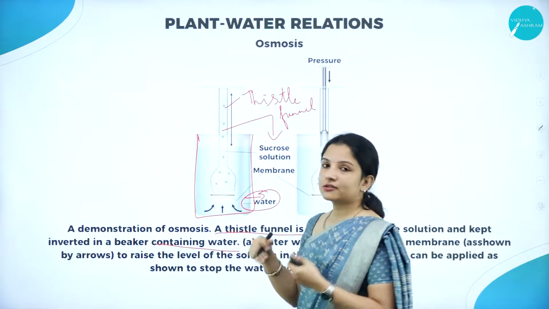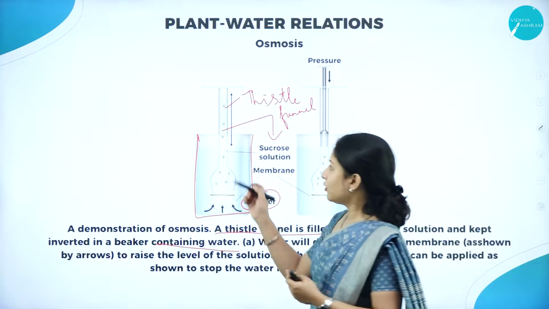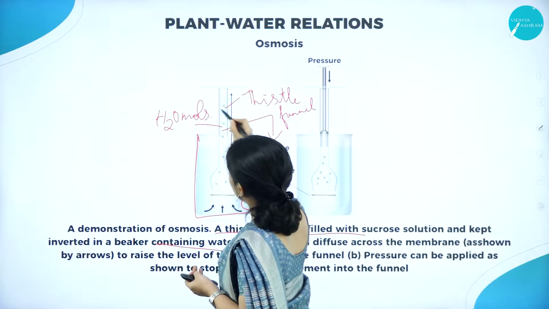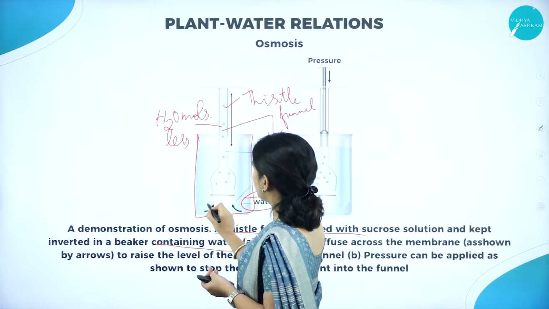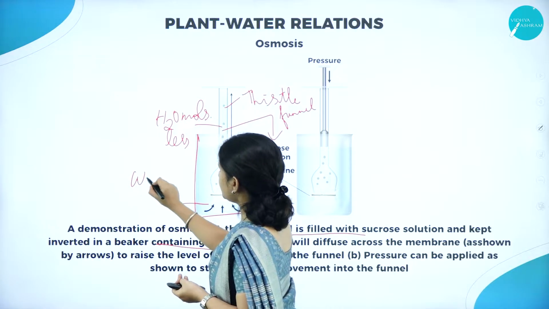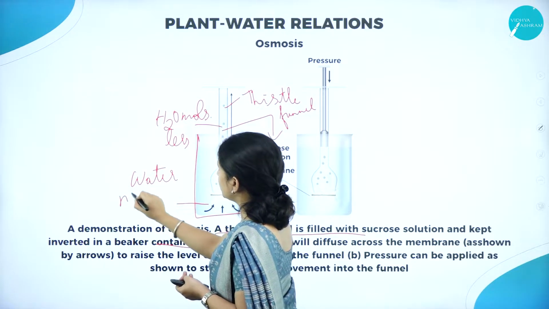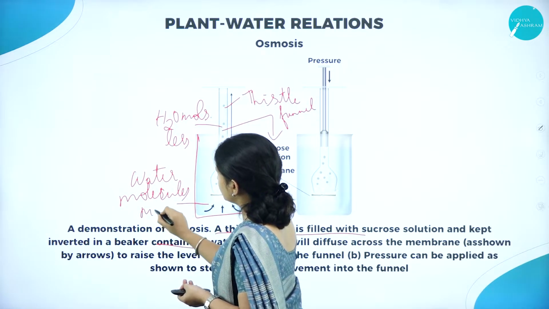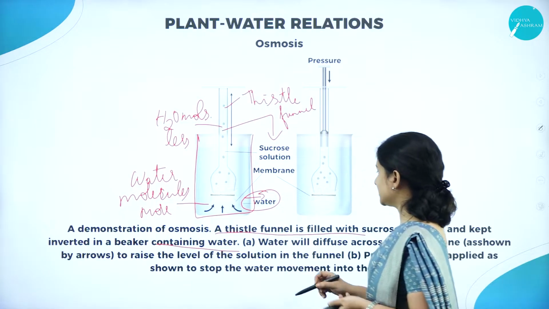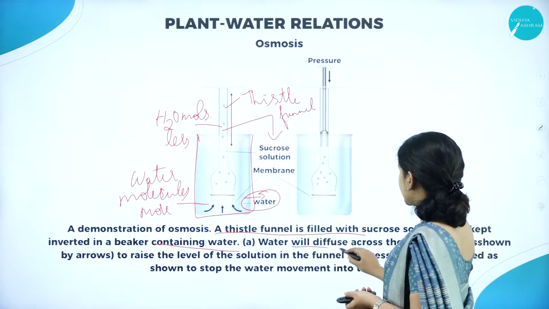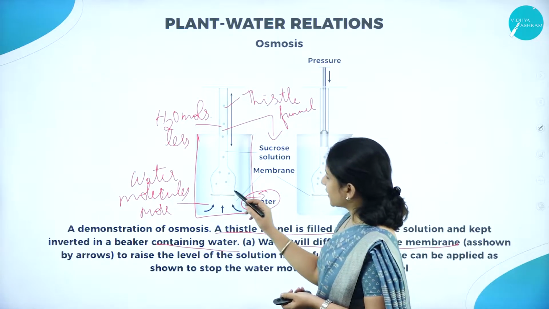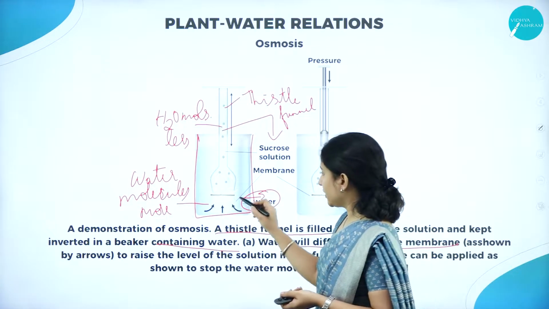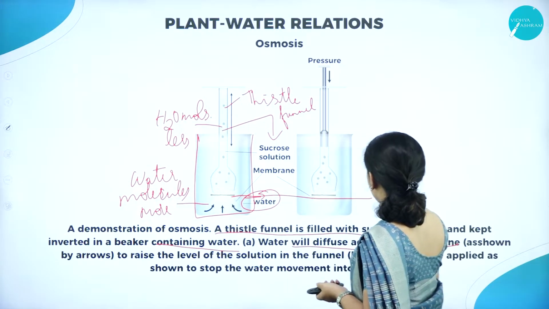Why? Because it is a sucrose solution. Sugar molecules are more. I'll just write it here. Water molecules are less. Here in this beaker, water molecules are more. Right. So here what happens in this case, the water will start to diffuse across the membrane. So you can see they have covered the mouth of the Thistle funnel with a semi-permeable membrane. So this is the semi-permeable membrane.